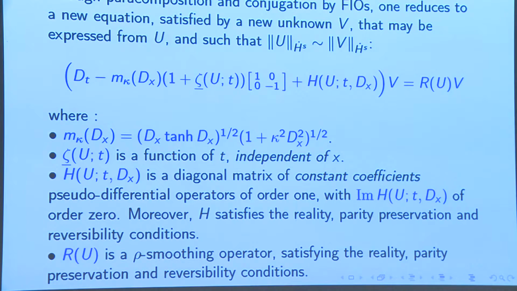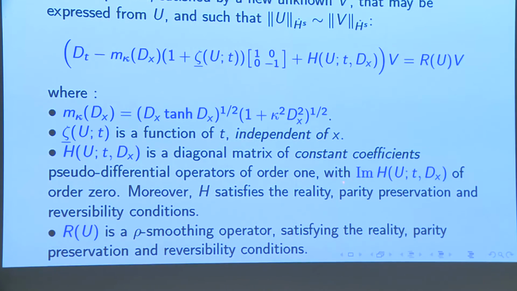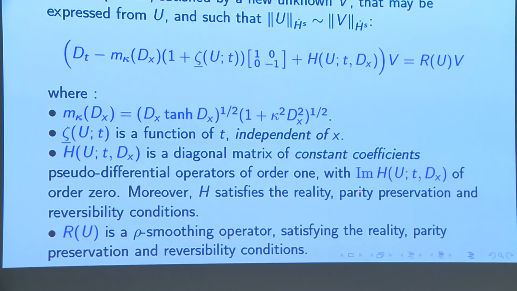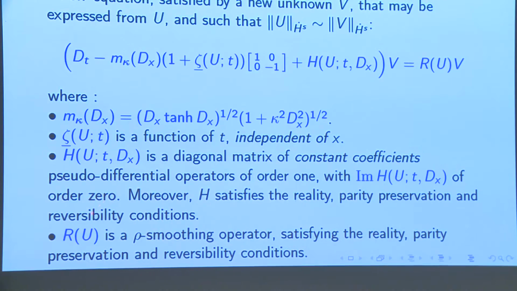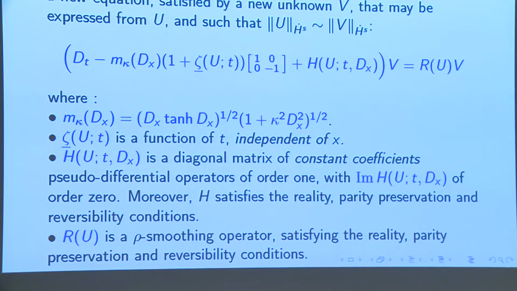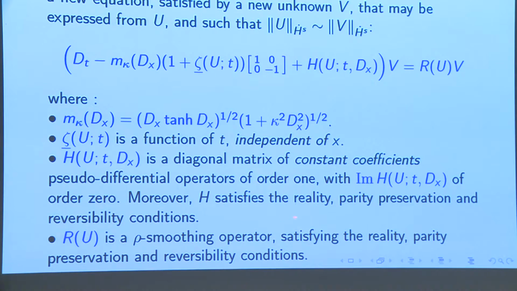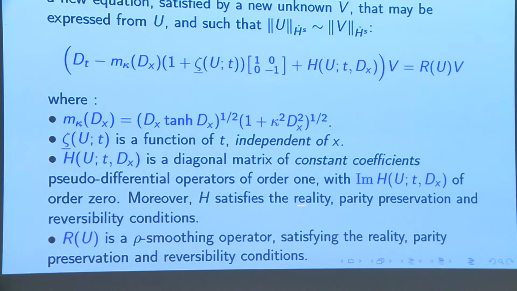And what is important is that the imaginary part of the symbol H is over the 0, while H itself is over the 1. And finally, this operator H satisfies the three properties that I introduced before: the reality, parity preservation, and reversibility conditions.